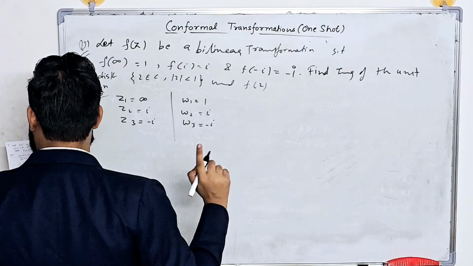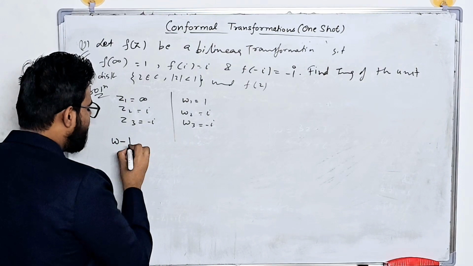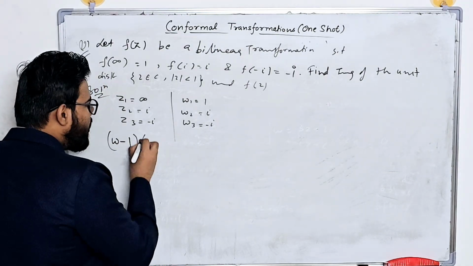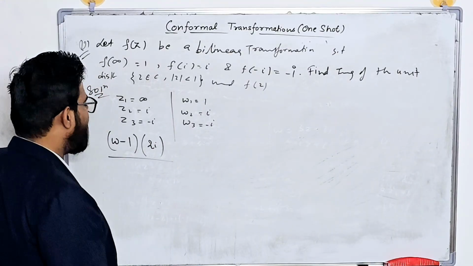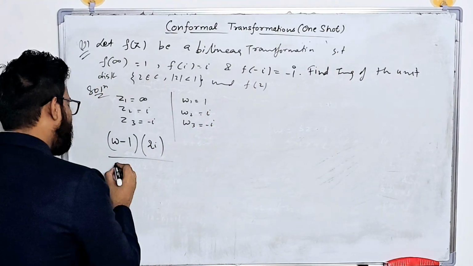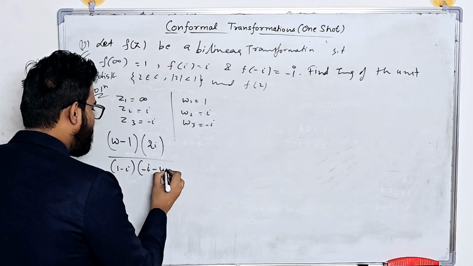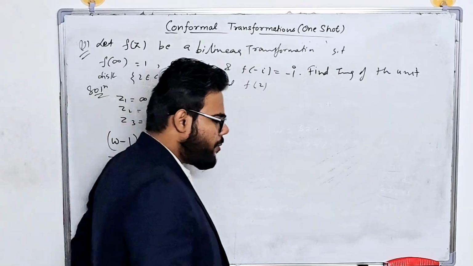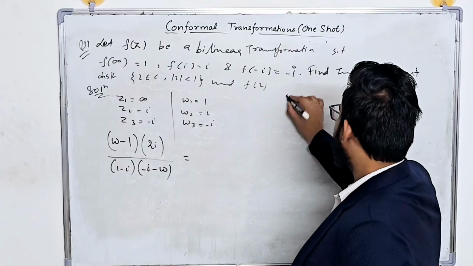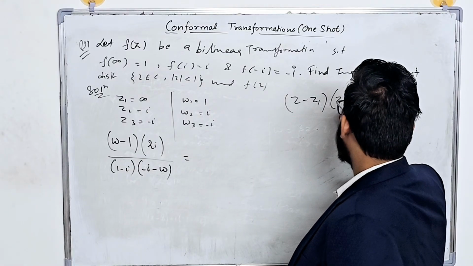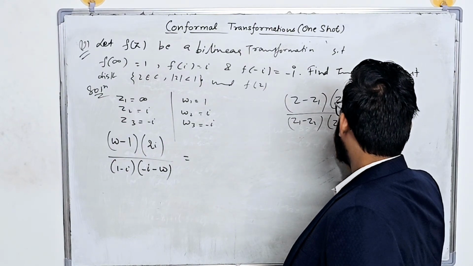Okay, so w minus w1, what is w1? It is equal to 1 times the quantity w2 minus this, which is 2i, divided by w1 minus this quantity 1 minus i, right? w3 minus w, right? This is equal to, now what is z minus z1? Well, it is approaching towards infinity, so we have z minus z1 times z2 minus z3 divided by z1 minus z2 times the quantity z3 minus z.